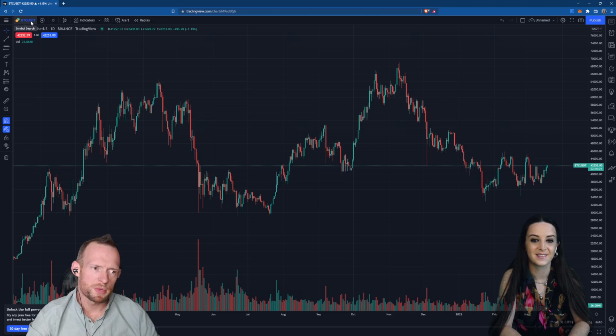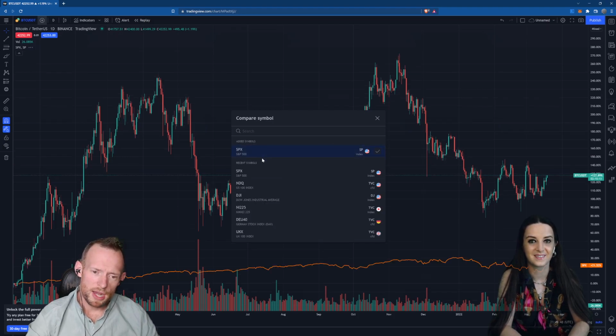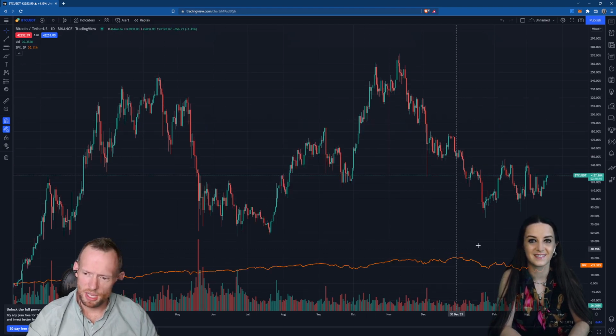So in addition to just being able to look up symbols, we can also compare symbols. So with the plus button here, we can add multiple symbols to the chart. So say for instance, you want to know how is Bitcoin doing compared to the S&P 500. So we can add the S&P 500 and Bitcoin to the same chart, so we can see those relative to one another.